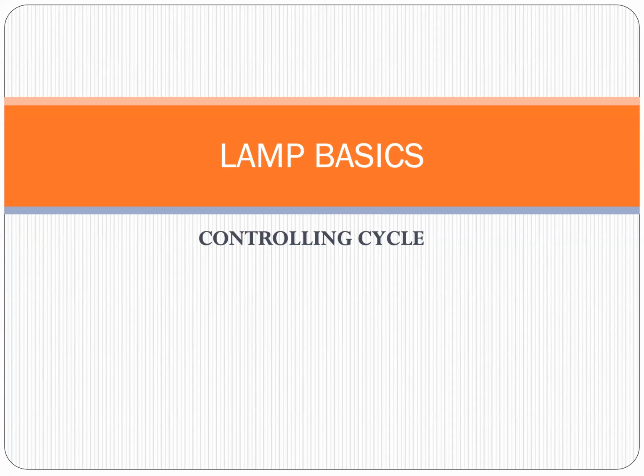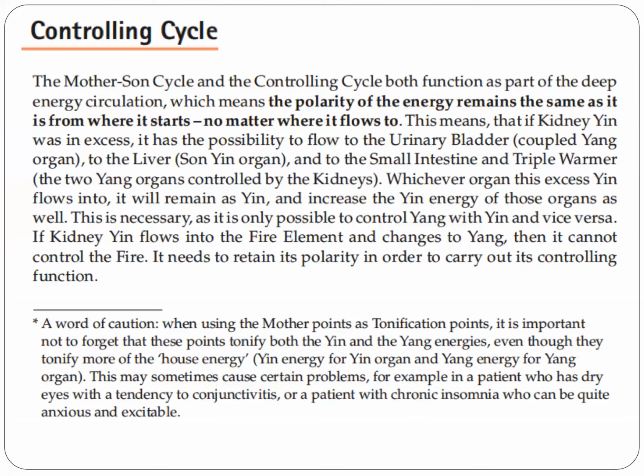So, controlling cycle po tayo. The mother-son cycle and the controlling cycle both function as part of the deep energy circulation, which means the polarity of the energy remains the same as it is from where it starts, no matter where it flows to. This means that if the kidney was in excess, it has the possibility to flow to the urinary bladder, which is the coupled yang organ, to the liver, which is the sun yin organ, and to the small intestine and triple warmer, the two yang organs controlled by the kidneys, okay?